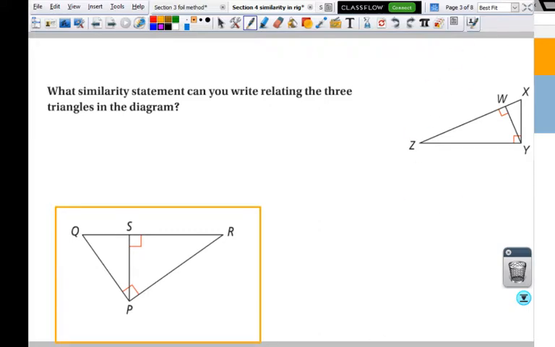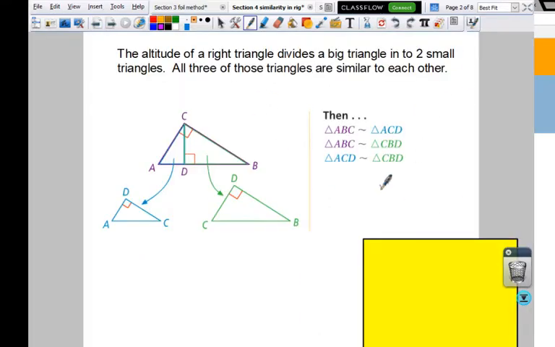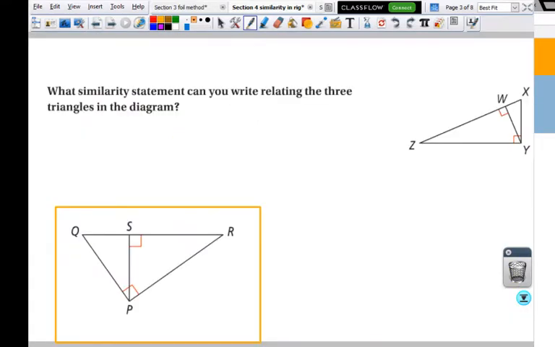So we're going to write a similarity statement, and on the last slide, we wrote three of them. We're actually going to put in one. We're going to be lazy. So I'm going to say the big one is going to be similar to the middle one, which is going to be similar to the small one. And I'm going to replace these with my actual letters here.